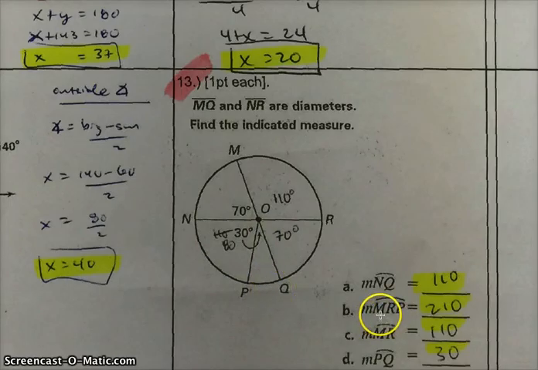The measure of arc MRP, so go in that order, M, R, and then P. So I know I have all of that's 180, because MQ is a diameter, plus another 30 would give you 210. MR, 110, and arc PQ is 30. That's just from the picture.